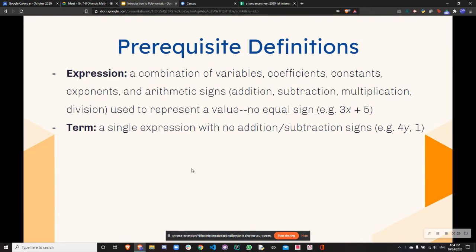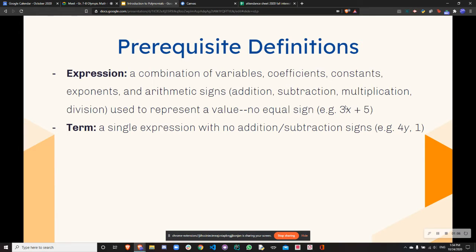So before we look at polynomials, we need to know a few prerequisite definitions. The first definition you need to know is an expression. An expression is basically a combination of variables, constants, exponents, and arithmetic signs, like addition, subtraction, multiplication, division, used to represent a value. Unlike an equation, there's no equal sign with this. You're just looking at the value, and you're not equating two different values with each other. So for example, you can have 3x plus 5, but there are many, many other examples.